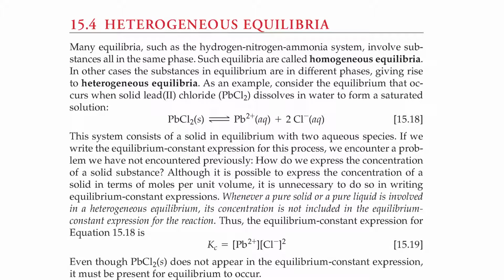For example, consider the equilibrium that occurs when solid lead chloride dissolves in water to form a saturated solution. This system consists of a solid in equilibrium with two aqueous species. If we write the equilibrium constant expression for this process, we encounter a problem that we have not encountered previously. How do we express the concentration of a solid substance?